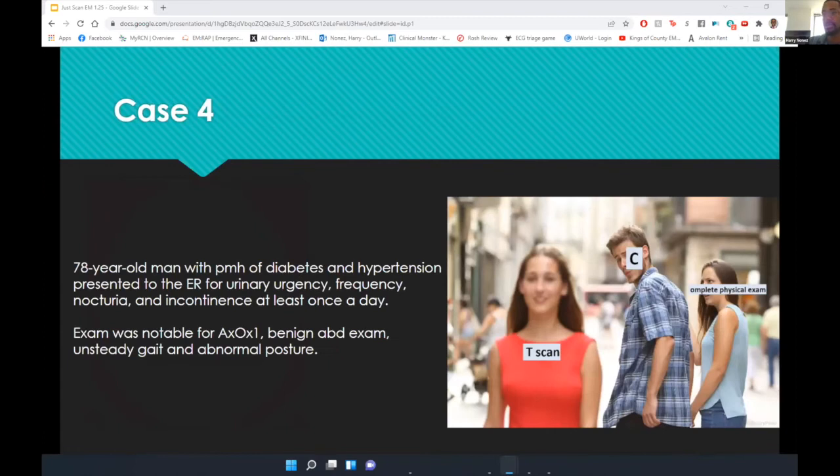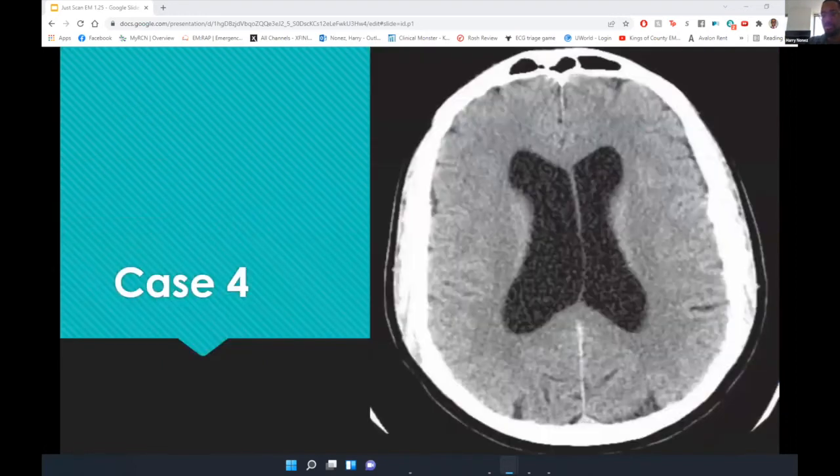Case 4, a 78-year-old male with past medical history of diabetes and hypertension, presented to the ER with urinary urgency, frequency, nocturia, and incontinence for at least 1 day. Exam was notable for being alert and oriented times 1. His abdominal exam was benign, but he had an unsteady gait and abnormal posture. So let's get the CAT scan. You see this. Can anyone point out what they see?